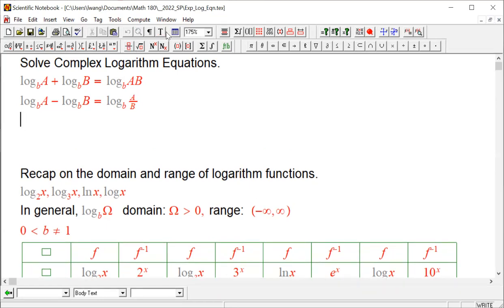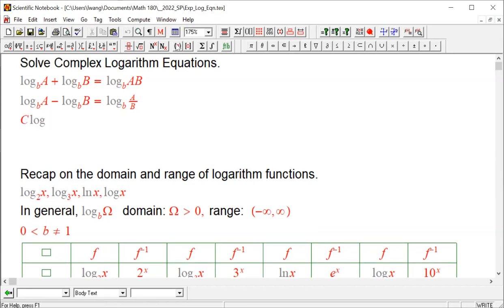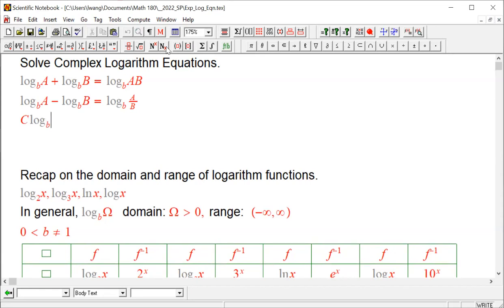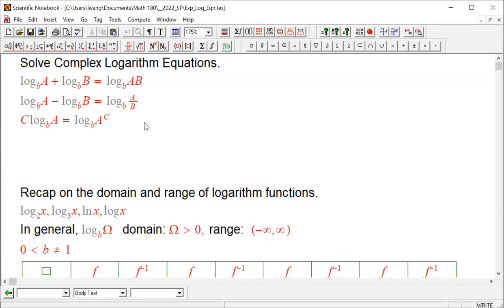And the third one is that if we have a constant C multiplying a log base B of A, that equals log base B of A to the power of C. So these three properties are going to be useful in solving complex logarithm equations. Let's see what the complex logarithm equations are. I'll take questions from the homework.